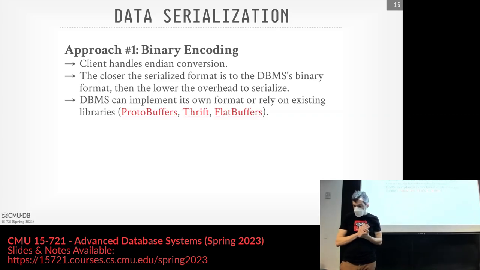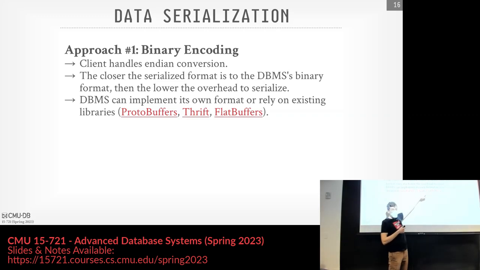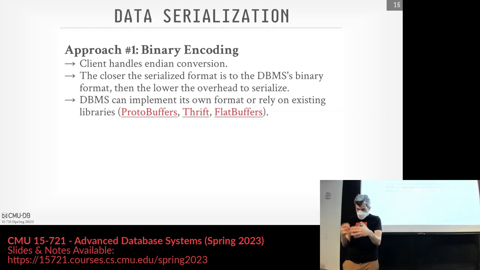An alternative approach is to use one of these existing libraries, like Google Protocol Buffers, Facebook Thrift, and then I think FlatBuffers is the newer version of Protocol Buffers. It does zero copy. So in these APIs, there's a DSL. You define what the schema of the message you're sending looks like, and then they'll transpile, convert that schema into actual code to be able to handle it.